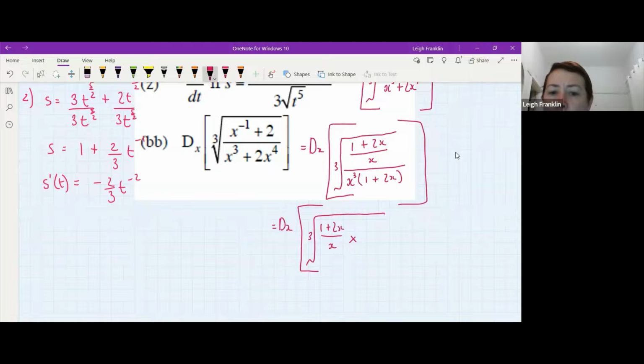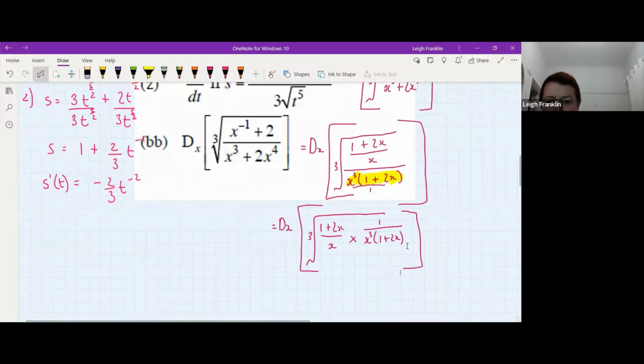Okay, and remember what was here in my numerator, all of this stuff here that I'm highlighting in yellow, remember that was all over 1. So now when I multiplied, I'm going to put 1 into the numerator, and I'm going to put x cubed times 1 plus 2x in the denominator. Everybody happy with that?